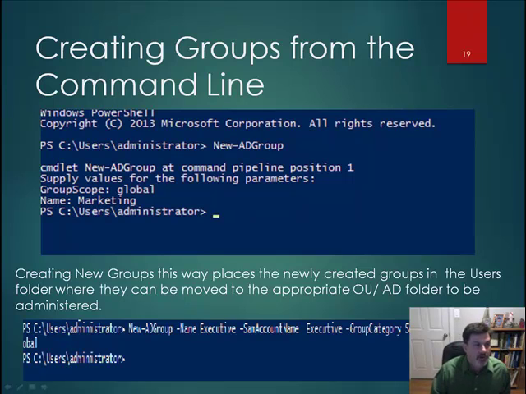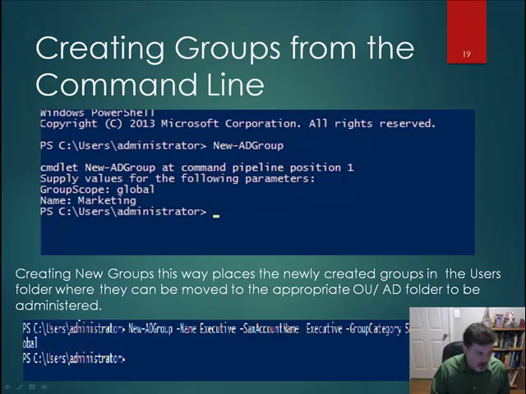In the first example here, where I have the new add group, it's going to prompt me for the group scope and the name for the group. The group scope being whether it's a domain local group, a global group, or a universal group, and then the name is just the name of the group, whatever you want to call it. It's going to create that group in the user's container, where afterwards I can move it to whatever appropriate organizational unit or AD folder I want to.